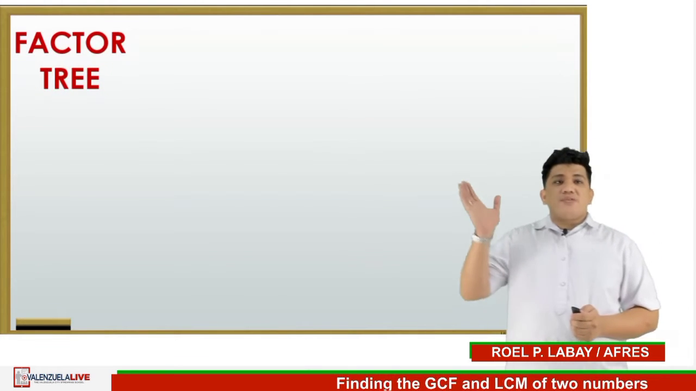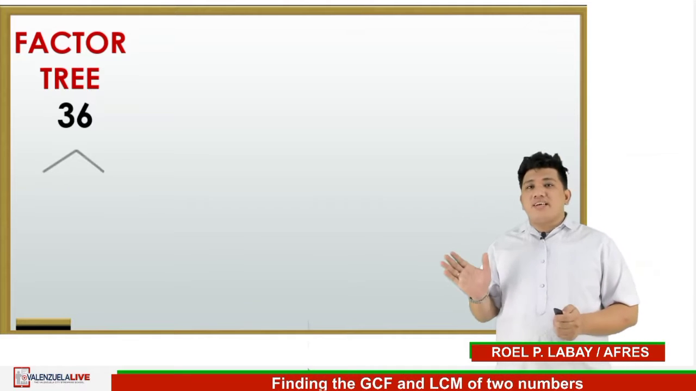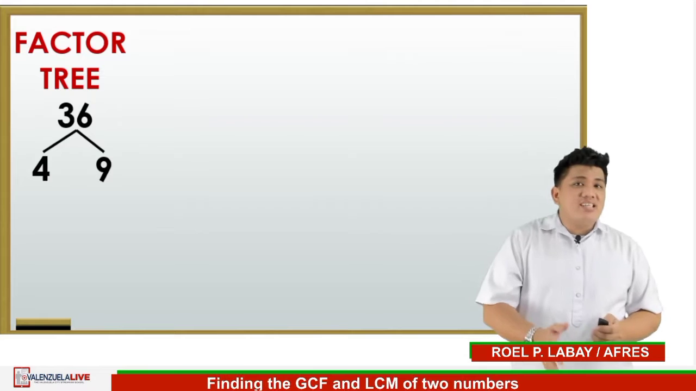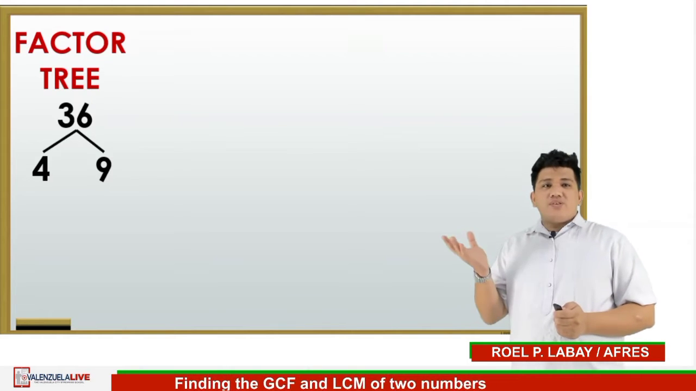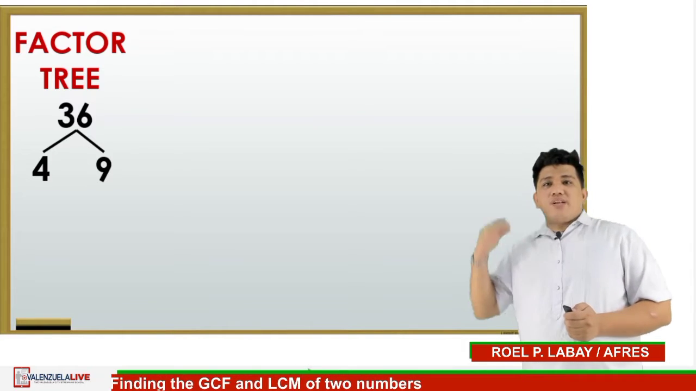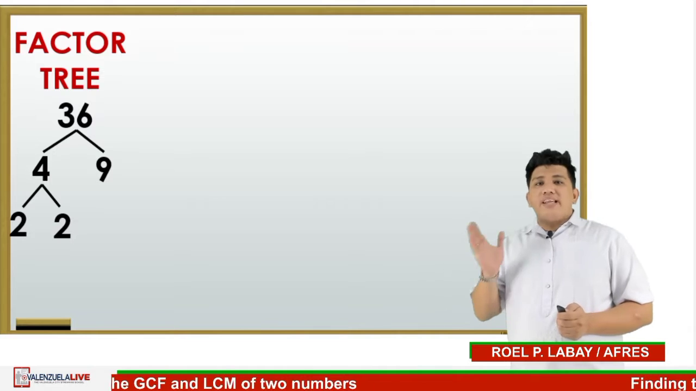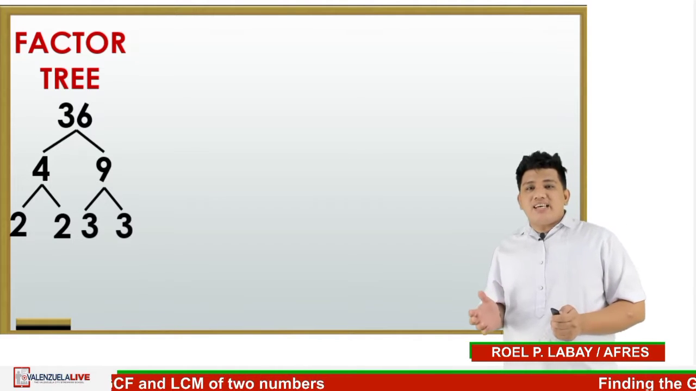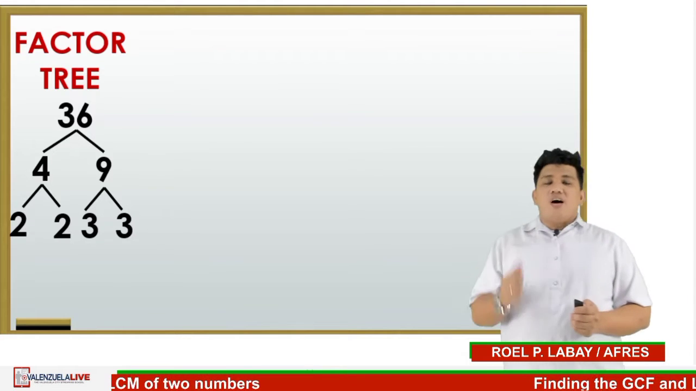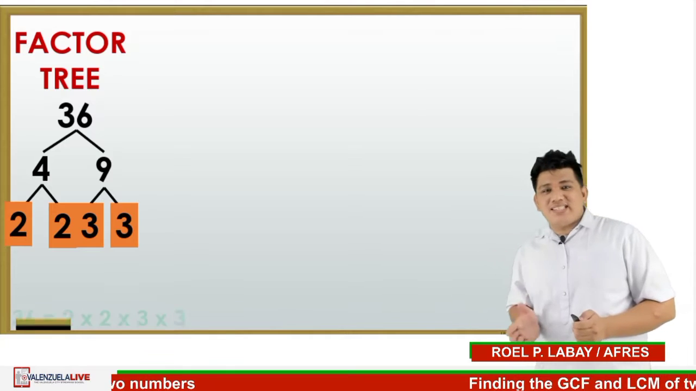So we can use factor tree and continuous division. Now, in factor tree, the factors of 36 are 4 times 9. But you can also use 2 and 18 and 3 and 12. So I'll use here 4 and 9. 4 and 9 are still not prime numbers. So we will factor 4 into 2 times 2 and 9 into 3 times 3. Now, they are all prime numbers. Therefore, the prime factors of 36 are 2 times 2 times 3 times 3.